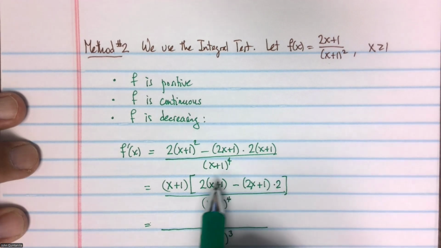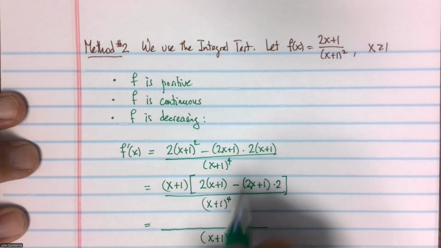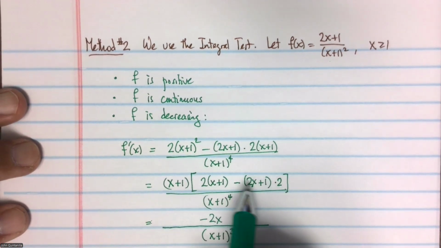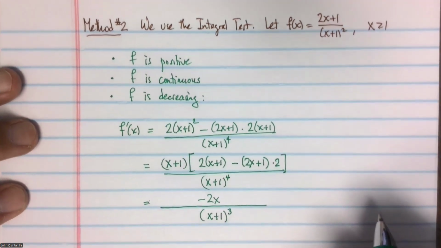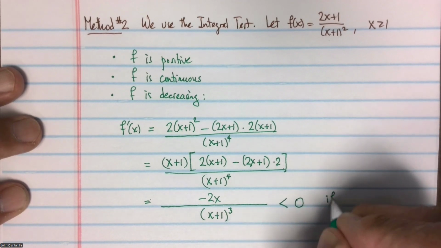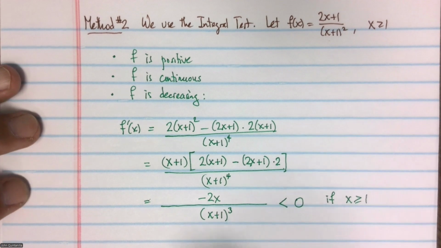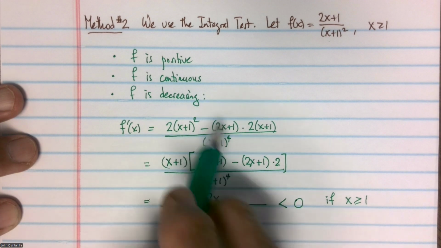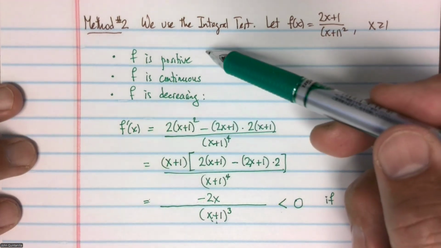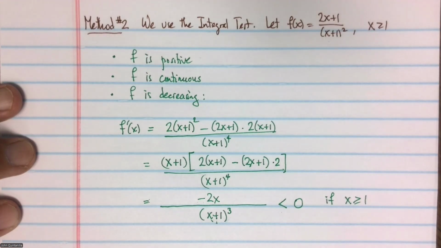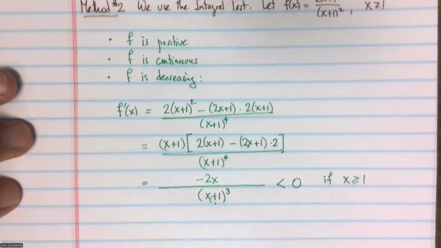On the top, we're going to have 2x minus 4x for negative 2x. And on top, we have 2 minus 2, and that cancels. And clearly, that is less than or equal to 0 if x is greater than or equal to 1. So the top will be negative, the bottom is positive, and so this fraction, the derivative, will be less than 0. And so I've got all three things checked. It's positive, it's continuous, it's decreasing, and therefore I can apply the integral test.